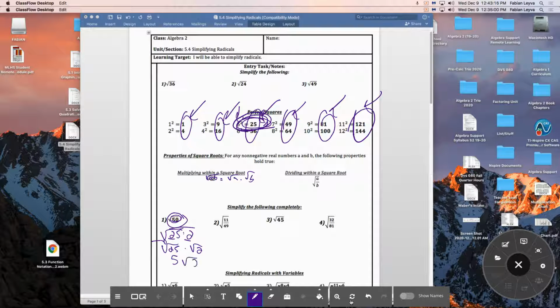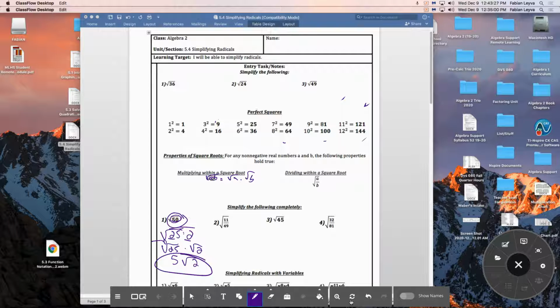And what is the square root of 2? Notice you cannot rewrite it in any way, shape, or form as a product of any of these perfect squares. So that means this is as simplified as you can get it. You are done. Now, some might argue, does that really look any simpler, the square root of 50? I don't know, but this is the standard, so we have to do it.